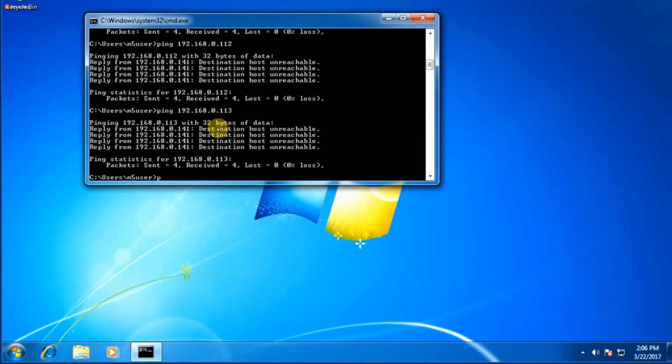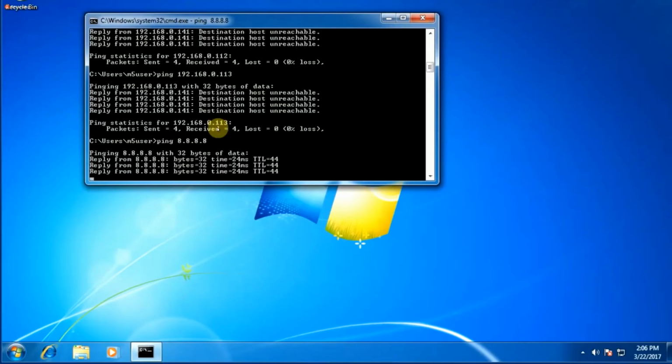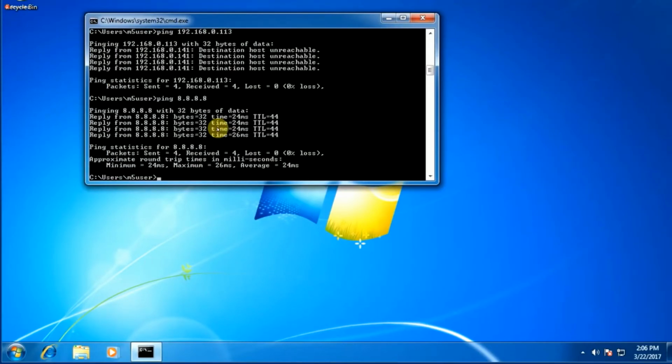So you can do that by pinging an IP address of something that's out on the internet. Most network professionals usually do something like Google's address, which is 8.8.8.8. So ping space 8 period 8 period 8 period 8. And then you get replies. So that means, okay, great. I can reach the internet. I can reach something out on the internet.